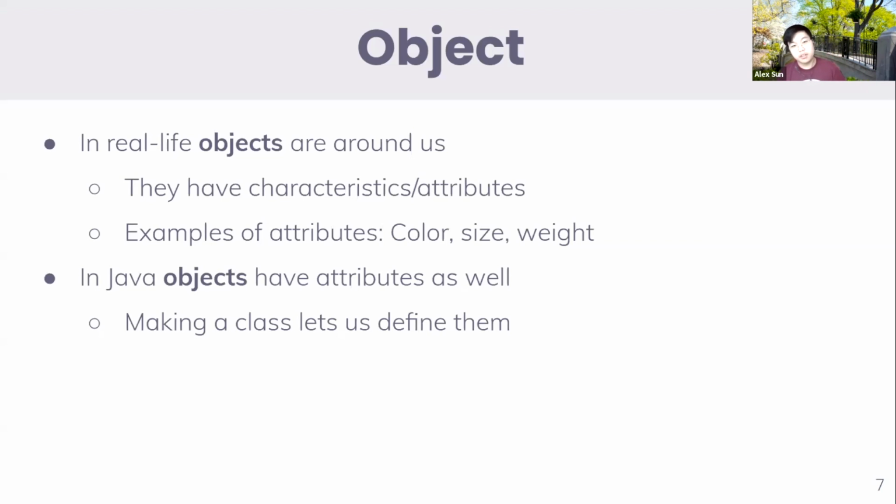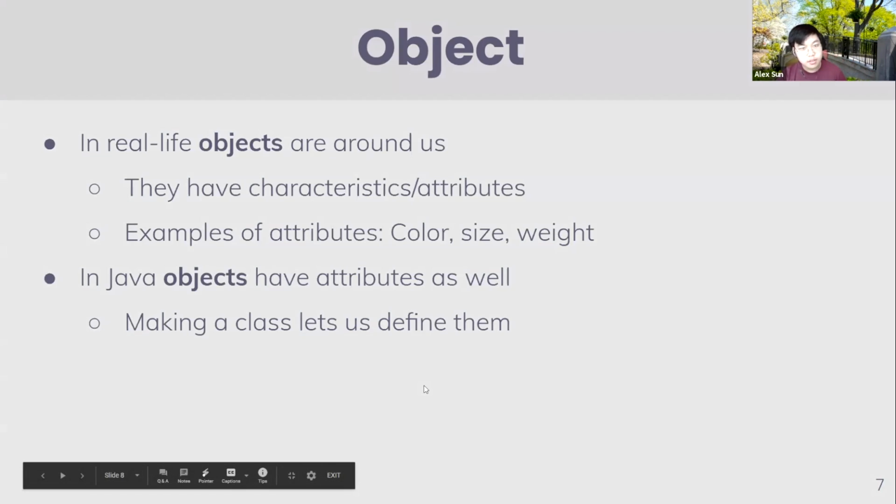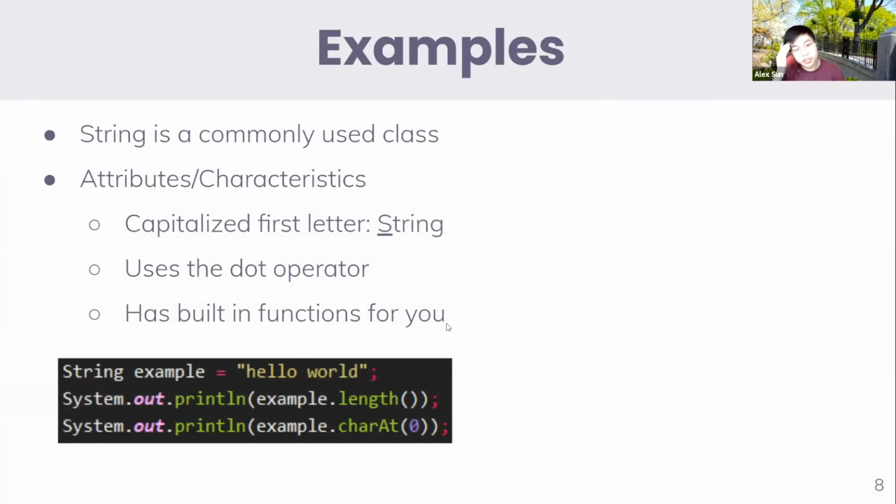Things in real life have different characteristics. My mouse has a size, has a weight. It's pretty small. It's pretty light too. Or my phone. They have different attributes. And in Java, objects are things with attributes as well. And when we make a class or define a class, it lets us modify and choose what we want those characteristics to be. So that can be a little confusing. We'll just keep going forward and hopefully things will make more sense in a few slides. So yeah, let's get to the example.